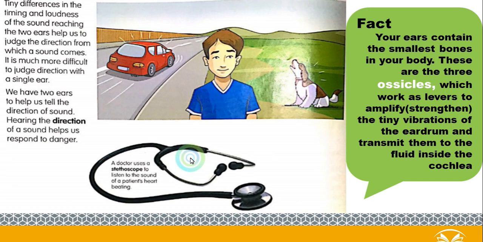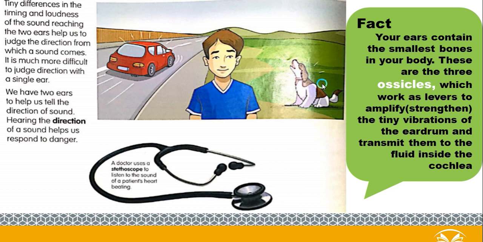All right, so the tiny differences in the timing and loudness of sound reaching the two ears help us to judge the direction from which a sound comes. You can see this car and this dog. Here the car is on the left and the dog is on the right. So if you have two ears, you will be able to detect where the sound is coming from. Is it from the right or from the left? Is it a dog or a car?